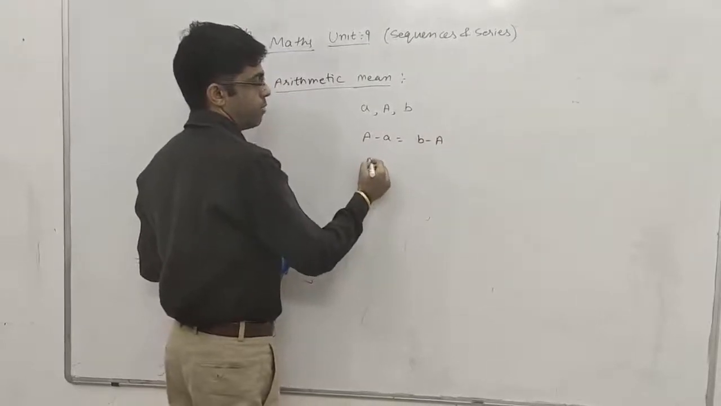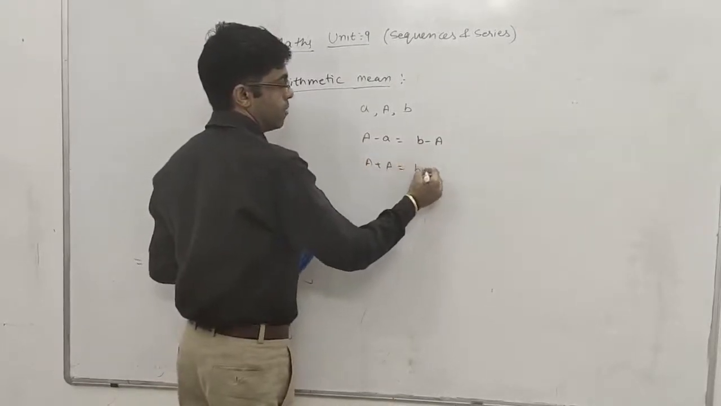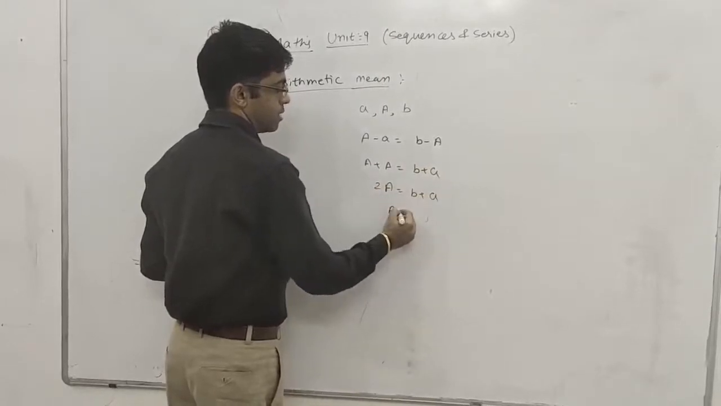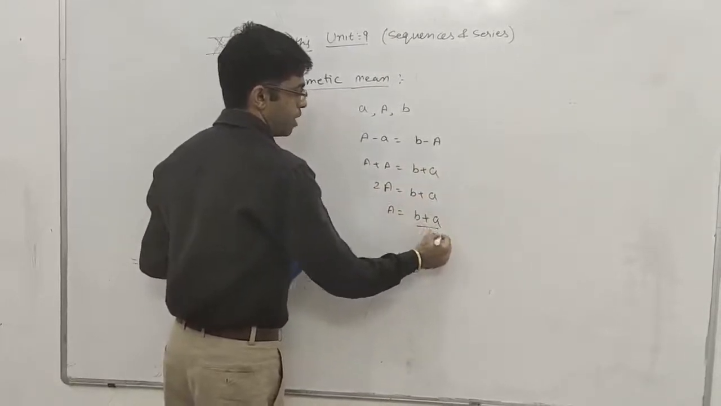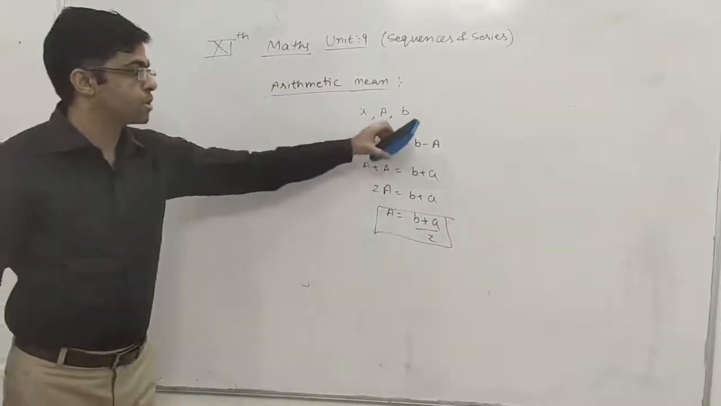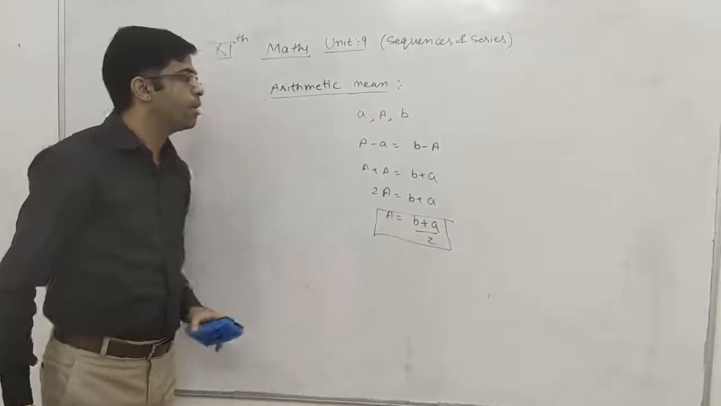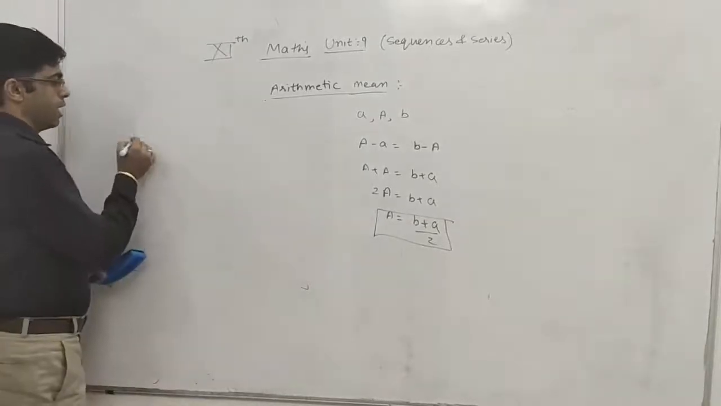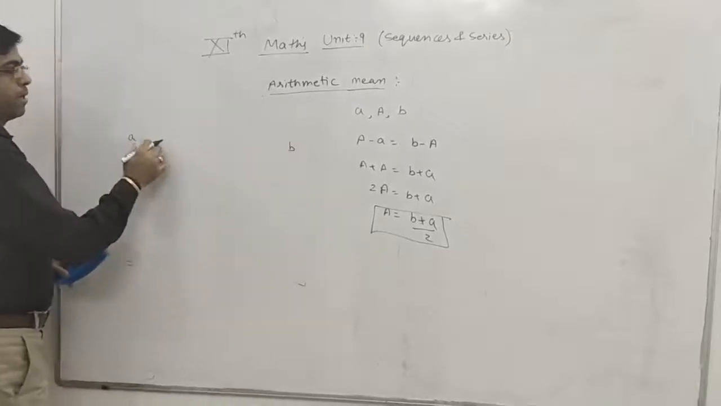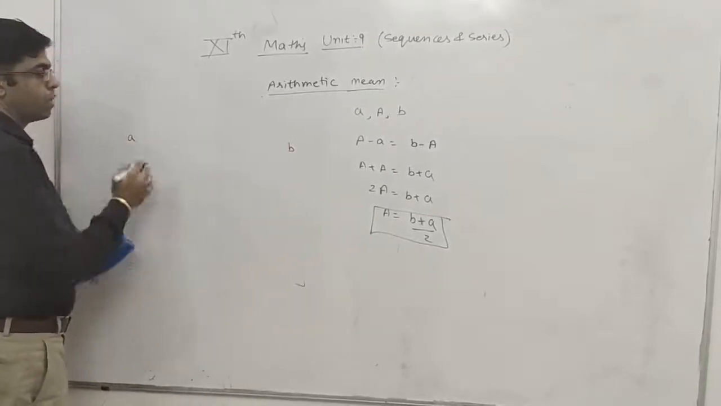So A plus B is equal to 2 times the mean. So this is basically the formula to find the arithmetic mean between two numbers. दो numbers के बीच में arithmetic mean निकालने का ये formula है. Similarly, we can insert as many arithmetic means in between given two numbers.